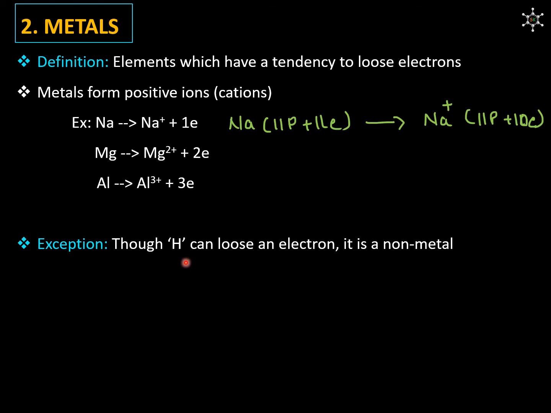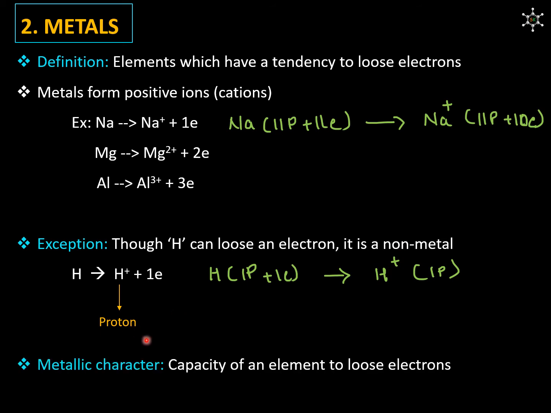Though hydrogen can lose an electron just like metals, it is considered a non-metal because few other properties of metals are not shown by hydrogen. When hydrogen loses one electron to become H+, this is called a proton, because in a hydrogen atom we have one proton and one electron. When it loses that one electron, it is just left with one proton. That is the reason H+ can also be called a proton.